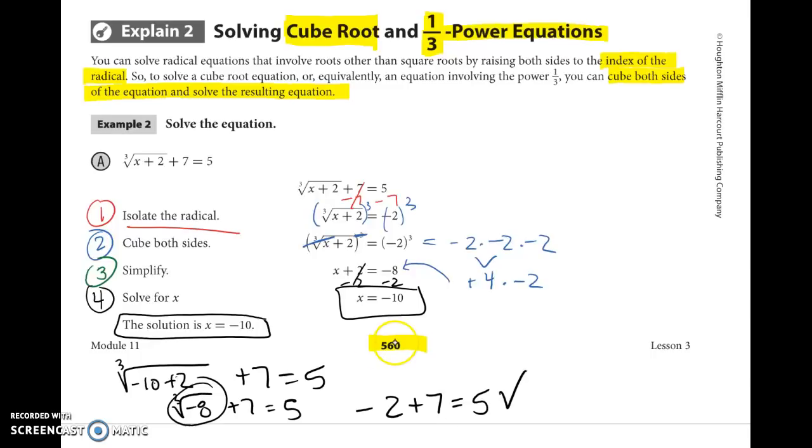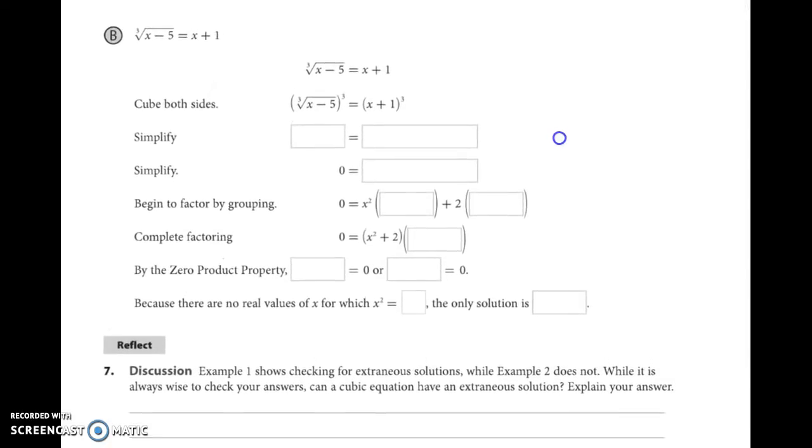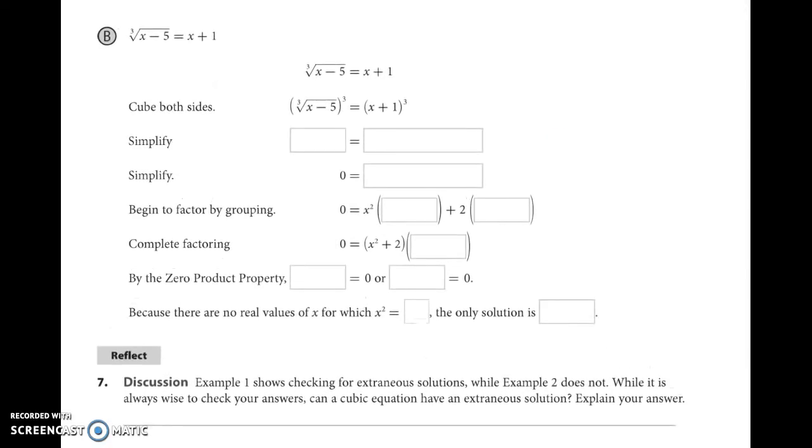Now, if I turn to the next page, we're on 560, so we're going to 561. Let's try part B to this. Okay, so remember, step 1 is to isolate your radical. And right here I have the cube root of x minus 5 equals, so it is on one side of the equal sign by itself. It's already isolated. So I can go ahead and move on to cubing both sides.